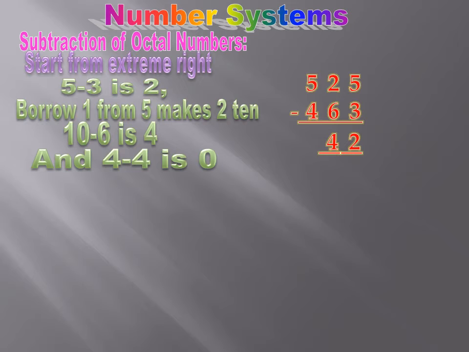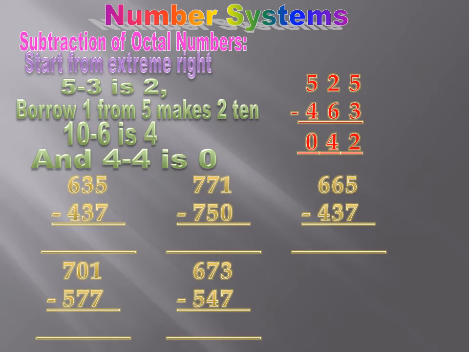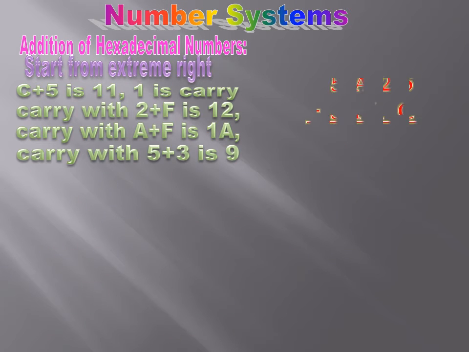So in the same way, now I have 4 and 4. That will be 0. So in the same way, take as many examples as you can to have a good practice for this octal subtraction. Now let us move to the hexadecimal.